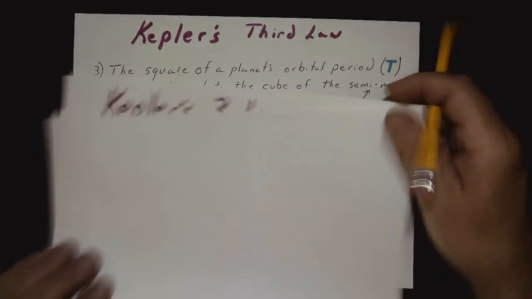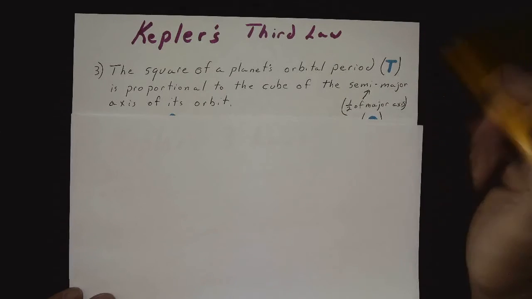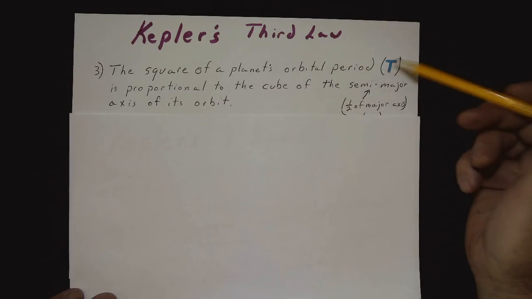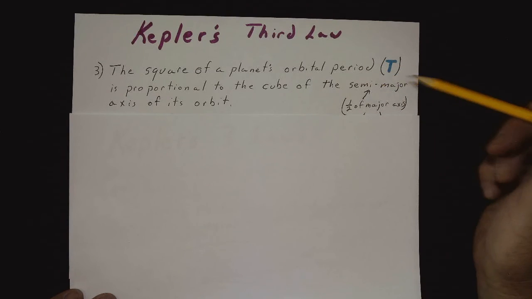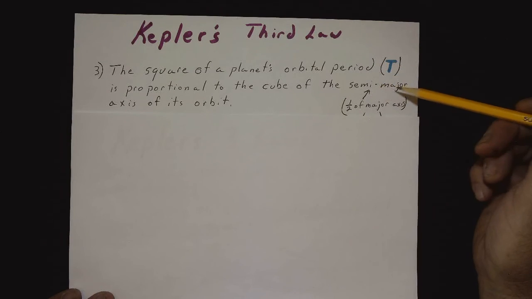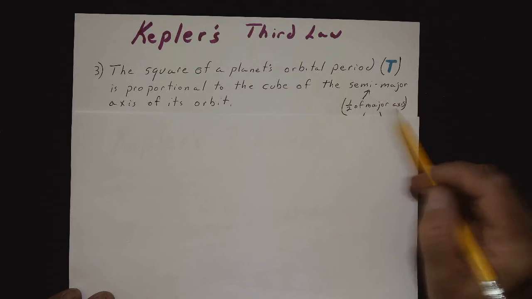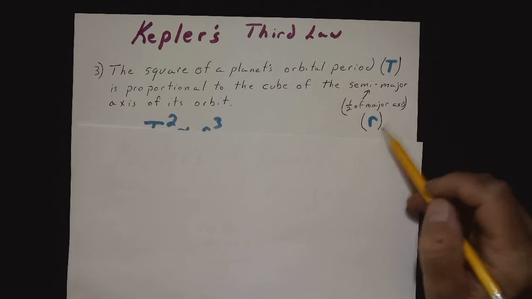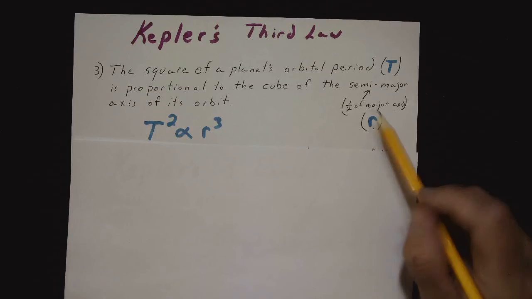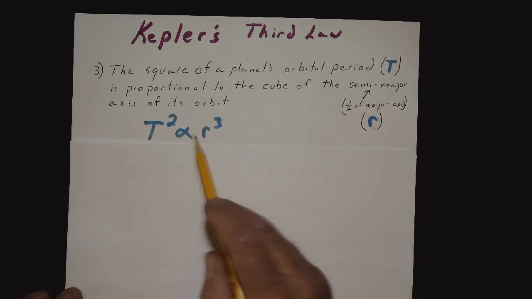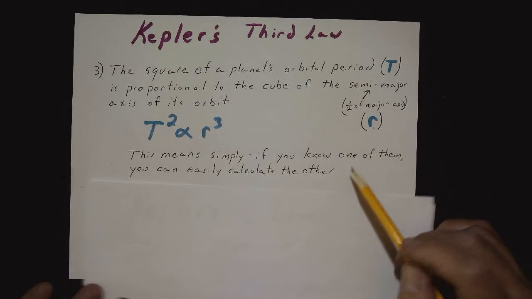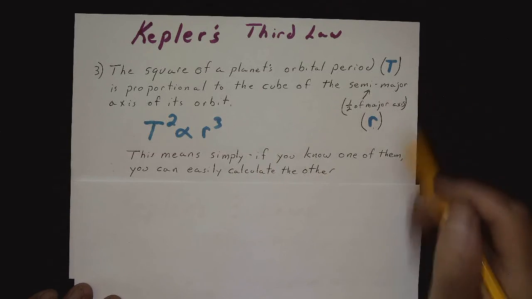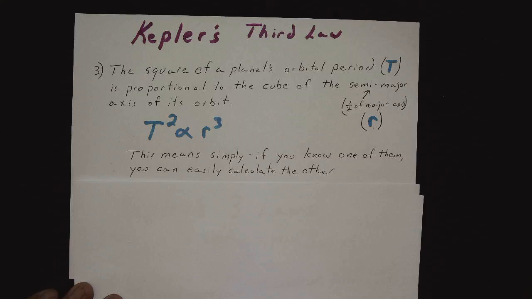His third law, a little mathematical, is that the square of a planet's orbital period, T, is proportional to the cube of the semi-major axis of its orbit. Semi-major axis is simply half of the major axis. That would be r. So the law comes out like this: T squared is proportional to r cubed. What you need to understand is that it means simply if you know one of these things, you can easily calculate the other. So that was Kepler's third law.